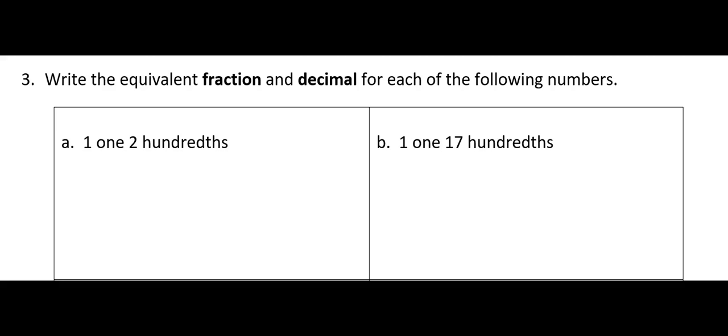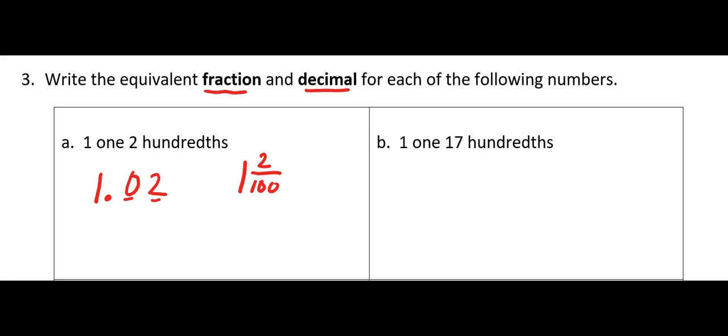In the next section, we have the number written in unit form, and we are going to write it as a fraction and as a decimal. Part A says I have 1 and 2 hundredths. So 1 would be in my ones place. If I have 2 hundredths, that means that I need to put the 2 in the second place over from the decimal point. This is the tenths place, this is the hundredths place. So that's what the number would look like as a decimal. As a fraction, I would have one whole and 2 hundredths.